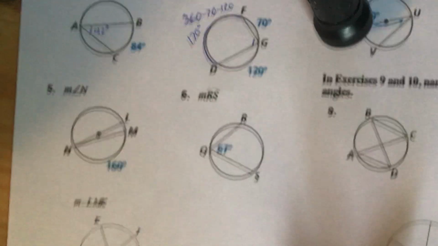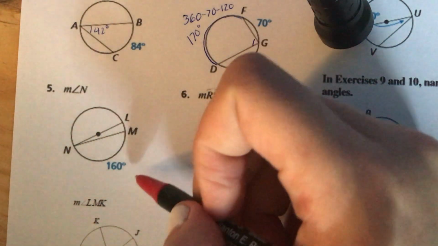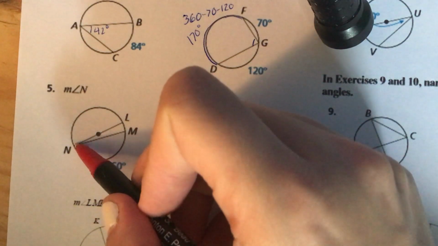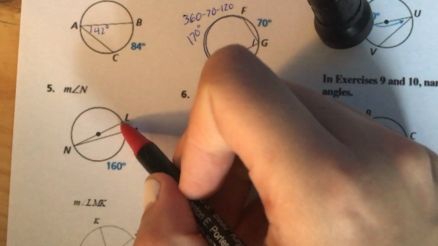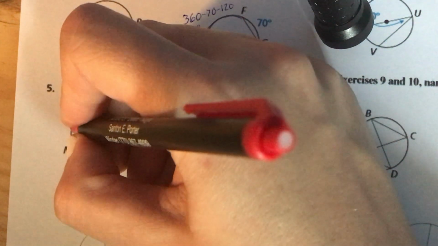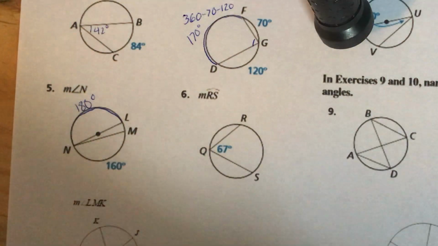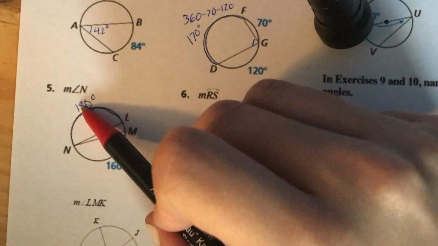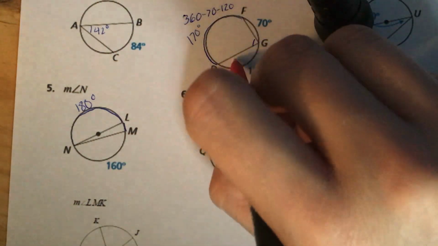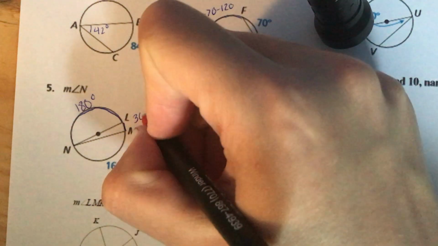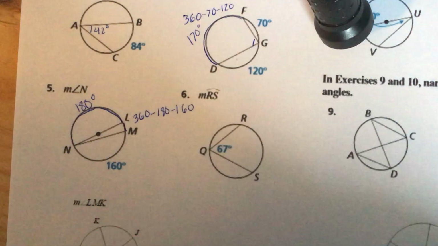All right, let's keep going. All right, so this one, you have to notice something, okay? You have to notice that this line right here is our diameter, which means it cuts my circle in half. So I know that this arc on this side will be 180 degrees. Okay, and if I know 160 is 180, how can I find this arc? Same way we did this last problem. We can do 360 minus 180 minus 160.